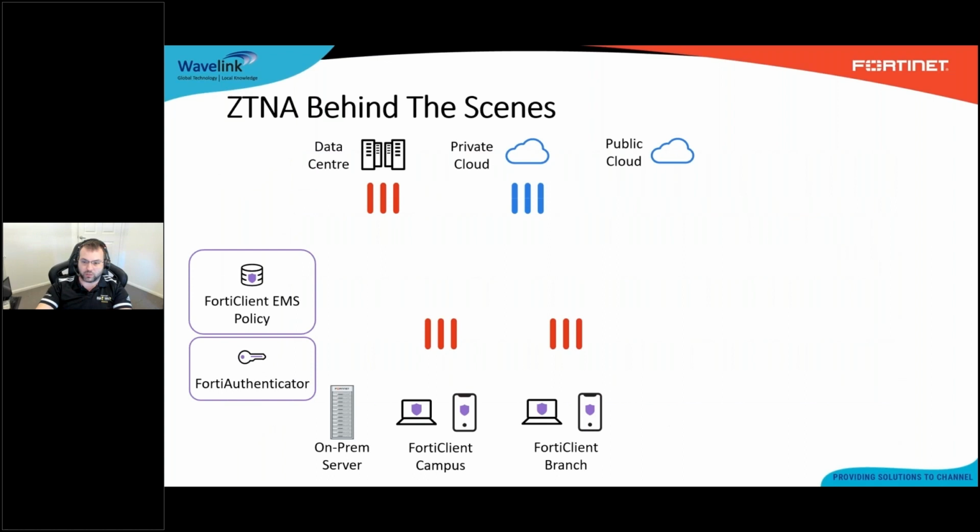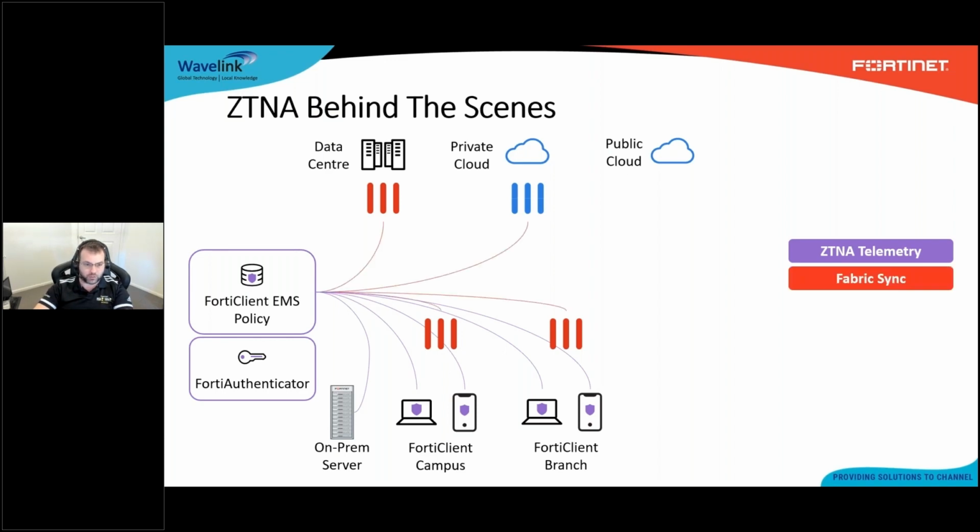So behind the scenes, there's a couple of things that happen. The first one is the policies are pushed out from EMS. So FortiClient EMS is the management server, and those access proxies and servers and applications are pushed out to the clients. There's also telemetry from the clients that also gets sent to the EMS server. That telemetry is then synchronized with your infrastructure on site. So that's your FortiGates, and that could be in the cloud, it could be on site, it could be in public cloud. It's really up to you.